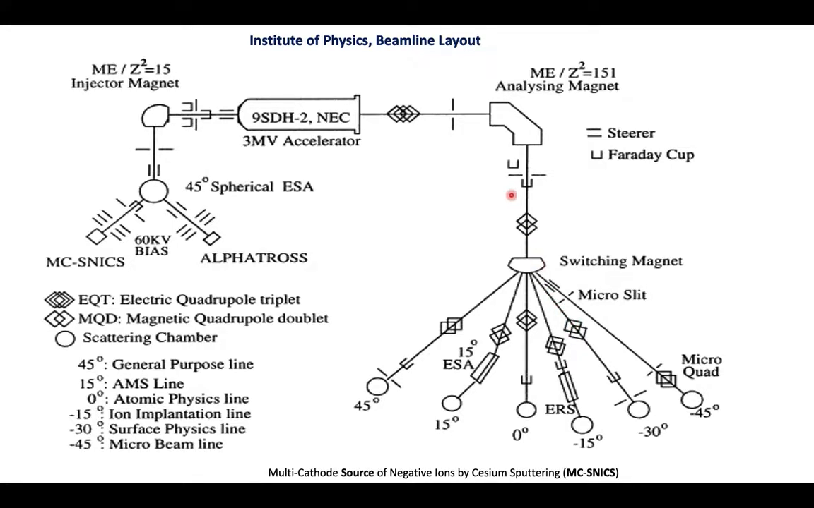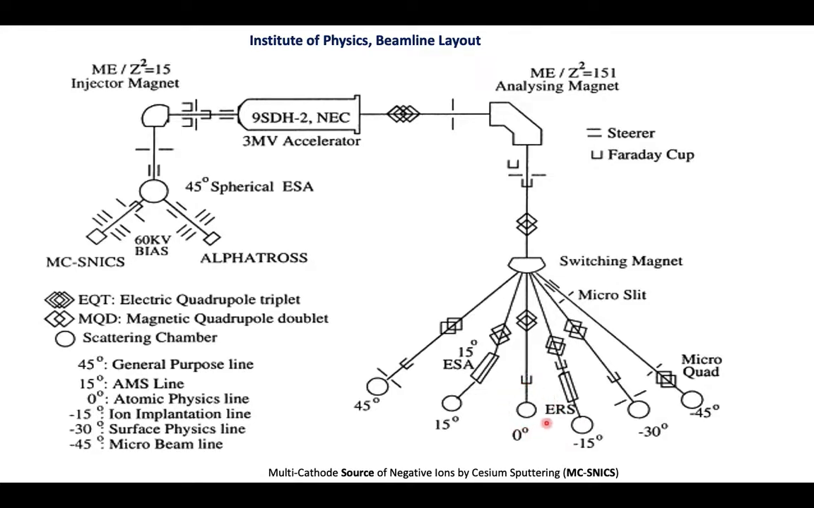Now, what you see here is the beamline layout of the Institute of Physics ion beam accelerator, where you have the source where you prepare ions. This is essentially what is called an MC-SNICS source, where any element can be ionized, or you can also have an alpha source for alpha ions. Then you have the initial part where you accelerate them, and then the major final accelerator part where you actually accelerate the ions. Using analyzing magnets you control the deflection, and they enter different beamlines through the switching magnet. At different angles these beamlines are situated, and you can use them for different purposes.